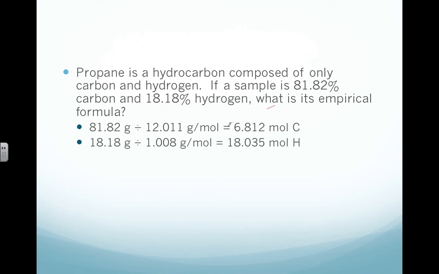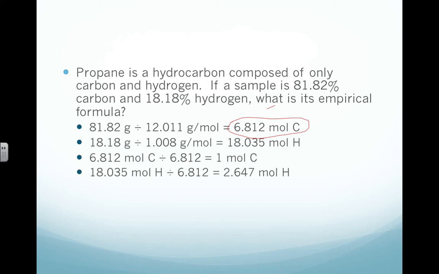So in this situation, the 6.812 is the lowest amount of moles. And what we're going to do, and you'll see this in a second here, is take each molar amount and divide it by the lowest amount, because we're looking for a whole number. Notice if you take 6.812 and divide it by itself, you're going to get 1. And here we have the 18.035 moles divided by the lowest amount of moles.